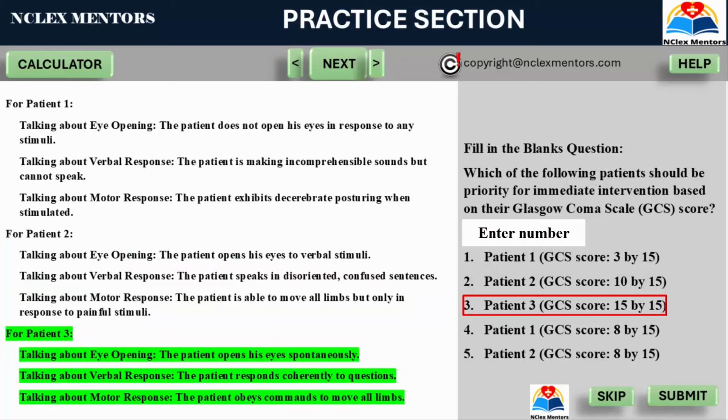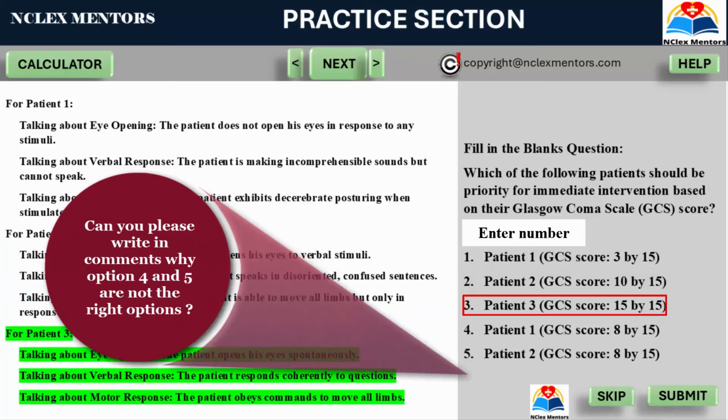Patient 3, GCS 15 by 15. This patient is fully alert, coherent, and able to obey commands. There's minimal neurological impairment here. While this patient still needs monitoring and may require further tests or imaging, they are lowest priority for urgent interventions.